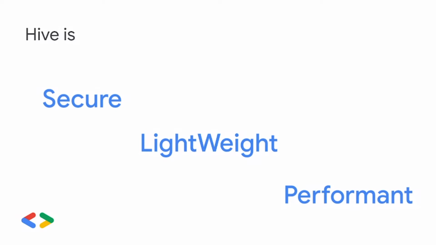Secondly, Hive is extremely lightweight. When it comes to size, it does not occupy MBs of space. Instead, it just occupies KBs of space. Thirdly, Hive is very performant. Reading and writing of data does not take very much time. It is very quick.